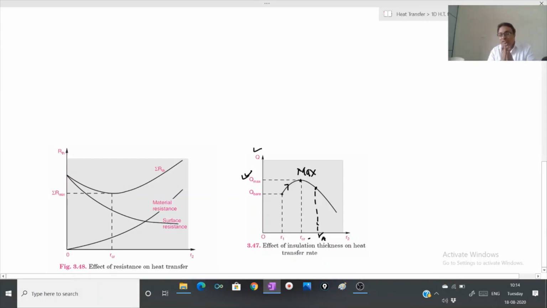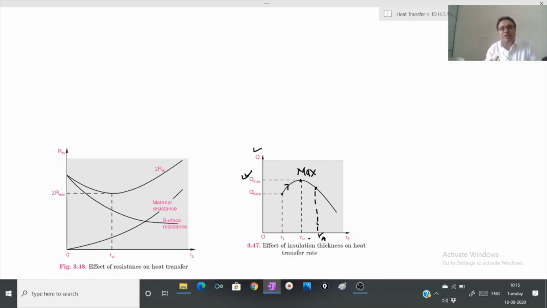So what is the crux of this entire discussion? In case of cylindrical and spherical walls, if we want to increase the heat transfer rate, the radius of insulation must be less than the critical radius of insulation. And if you want to decrease the heat transfer rate, the radius of insulation must be more than the critical radius of insulation.